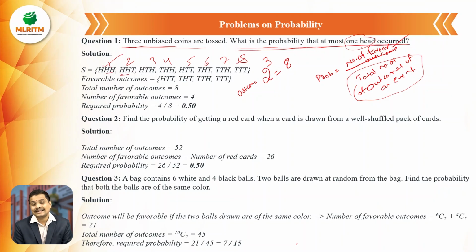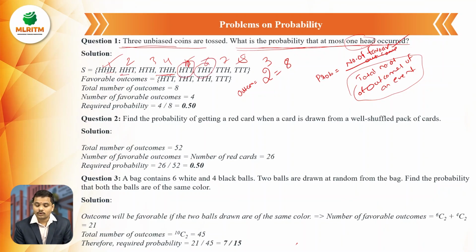At least means 1 or more. At most means 1 or less than 1. So how many heads at 1? These are more than 1. These are also more than 1. These are also more than 1. And this has head more than 1. And this is only 1, so it will be counted as a favorable outcome.